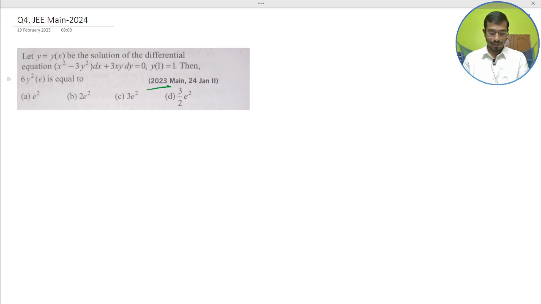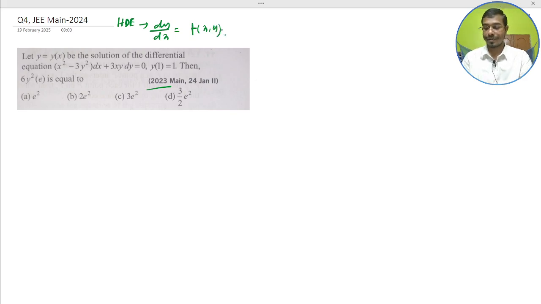6y square e is equal to what? So this is a homogeneous differential equation, because a homogeneous differential equation is in the form dy/dx equal to f of x, y.